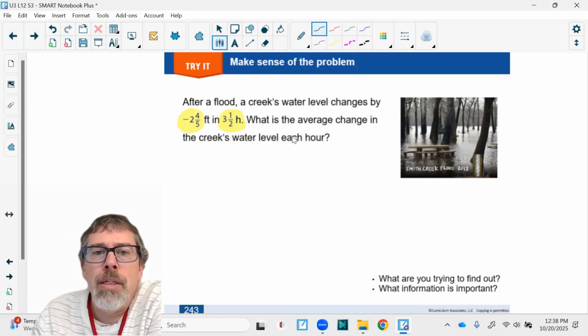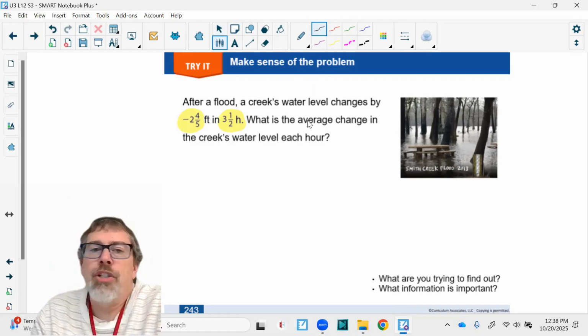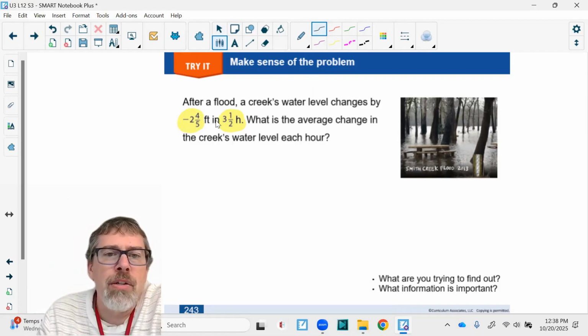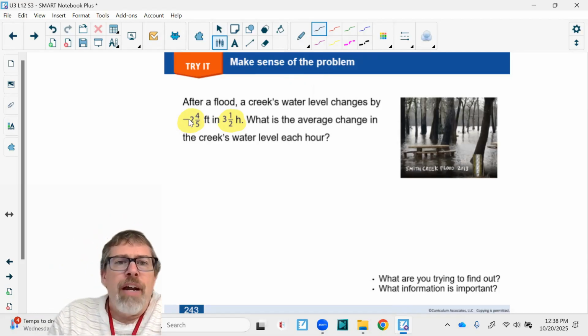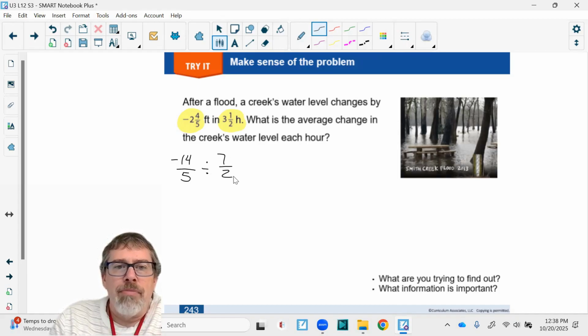So we're looking for a unit rate, if you will, water level each hour. There are two ways to do this. We can make this a decimal or we can work with fractions. I'm going to do it with a fraction this time, and I'm going to make it improper. 5 times 2 is 10 plus 4 is 14. So that's negative 14/5. And we're going to divide it by 3 times 2 is 6 plus 1 is 7 halves. Okay, 3 and 1/2 is 7 halves. So we have negative 14/5 divided by 7 halves.